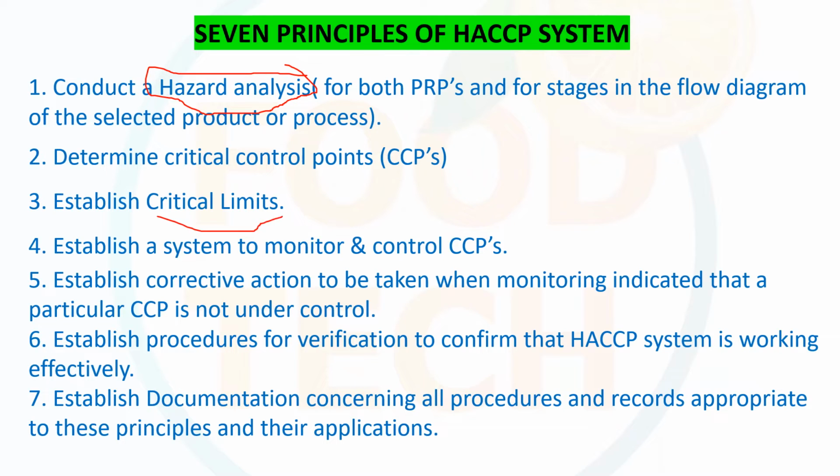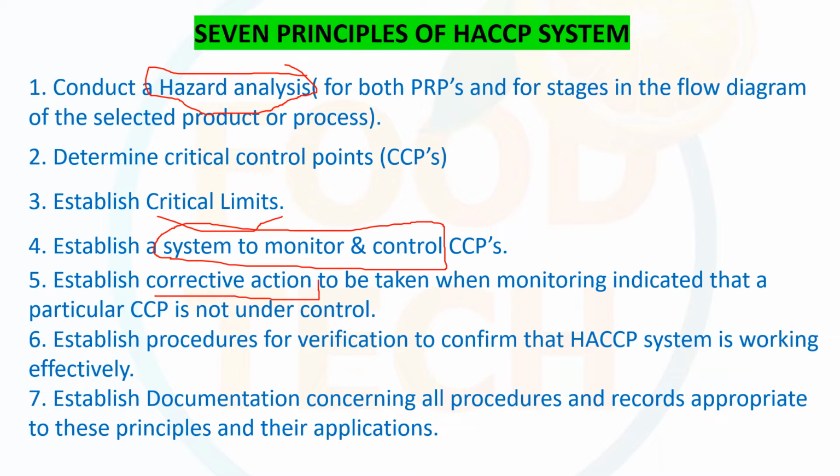Here it is critical limits. See, these are the critical limits. Next, you can see you have already identified, you have determined the CCPs. So the fourth principle, you can see, is a system to monitor the control of the CCP. This is one of the main things. Here it is corrective action.